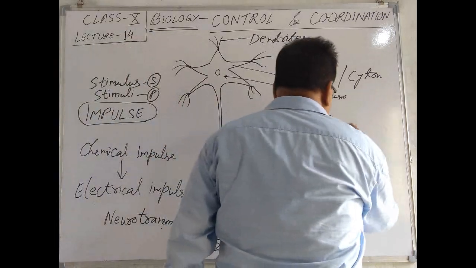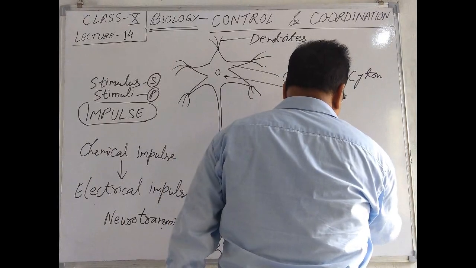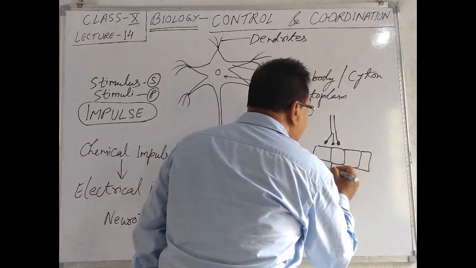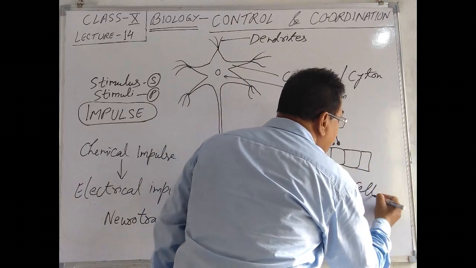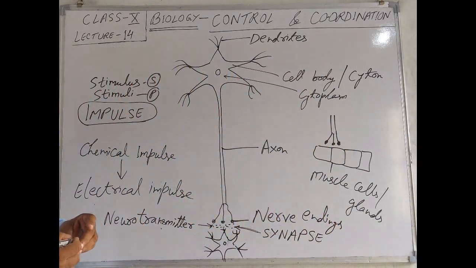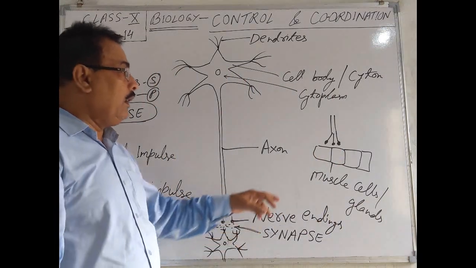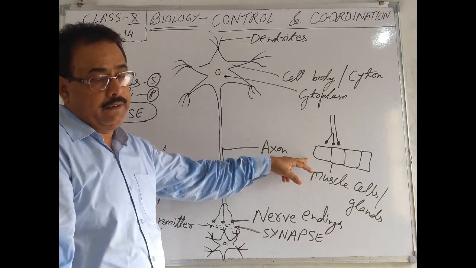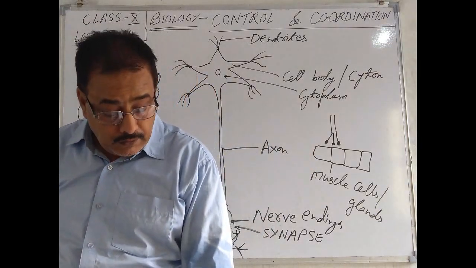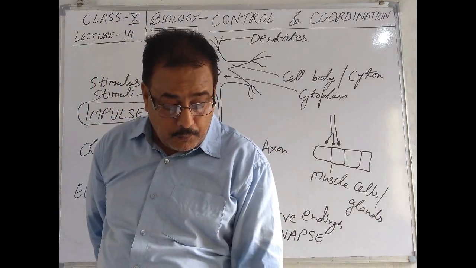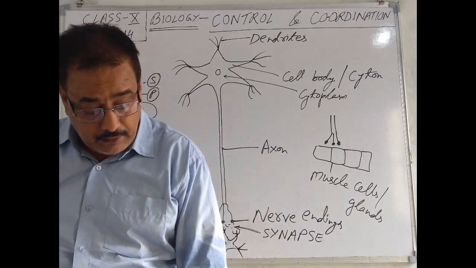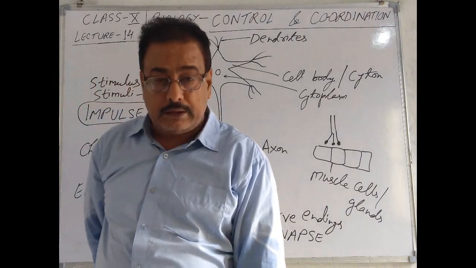And finally, what will happen? The impulse will reach a muscle cell or gland, and the information is carried from one area of the body to that area where it is needed. It is thus no surprise that nervous tissue is made up of an organized network of nerve cells or neurons, and is specialized for conducting information via electrical and chemical means from one part of the body to another.